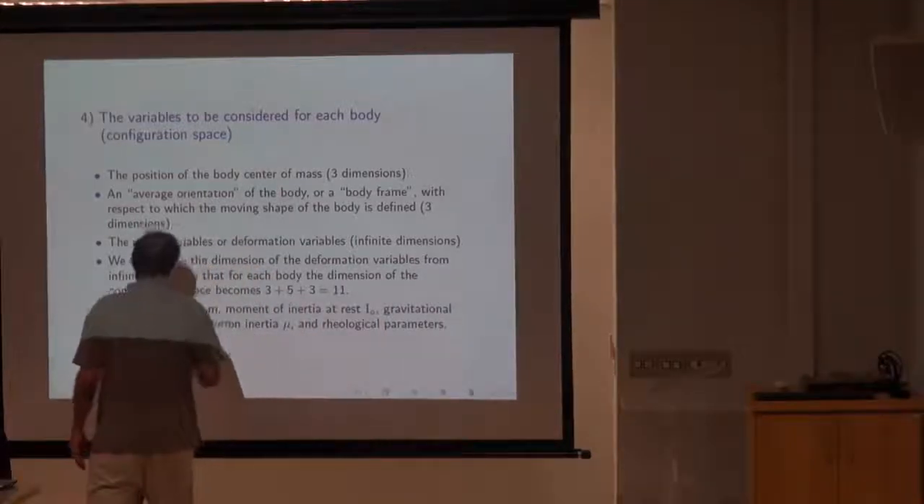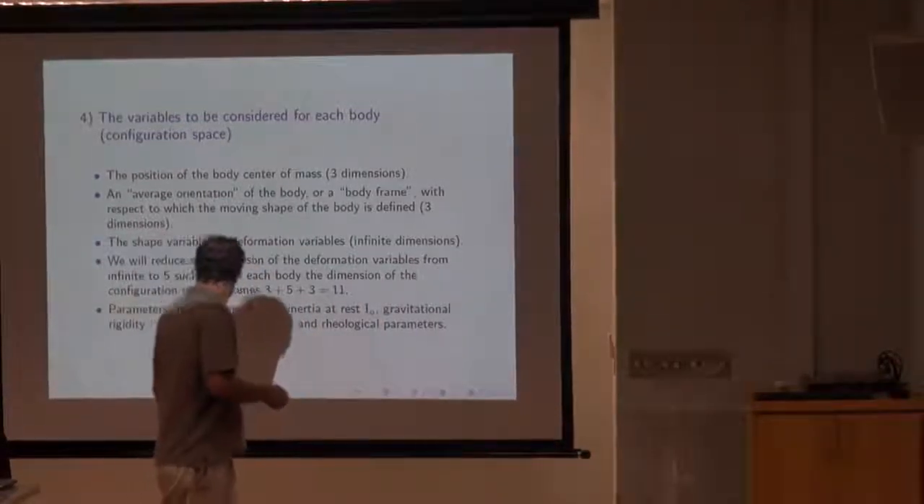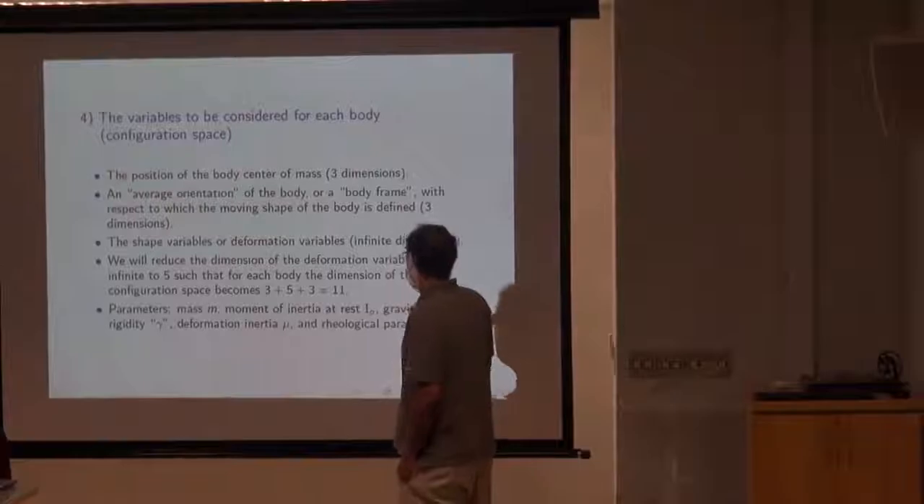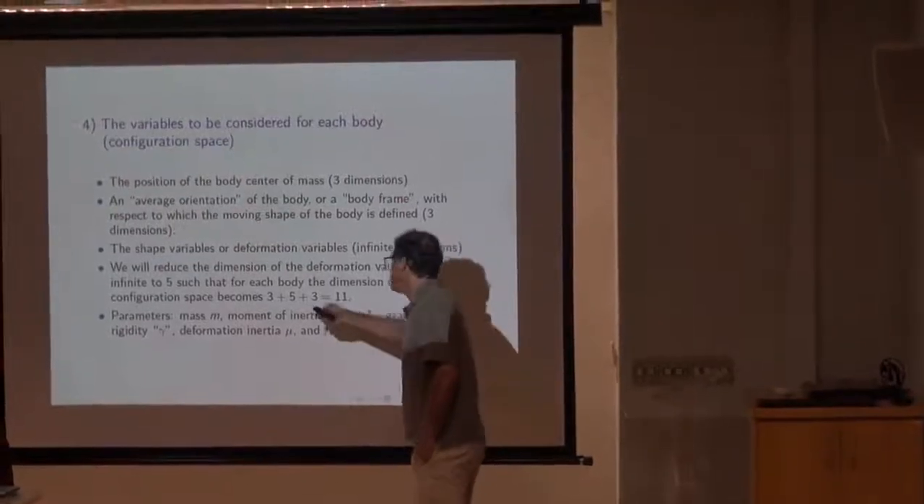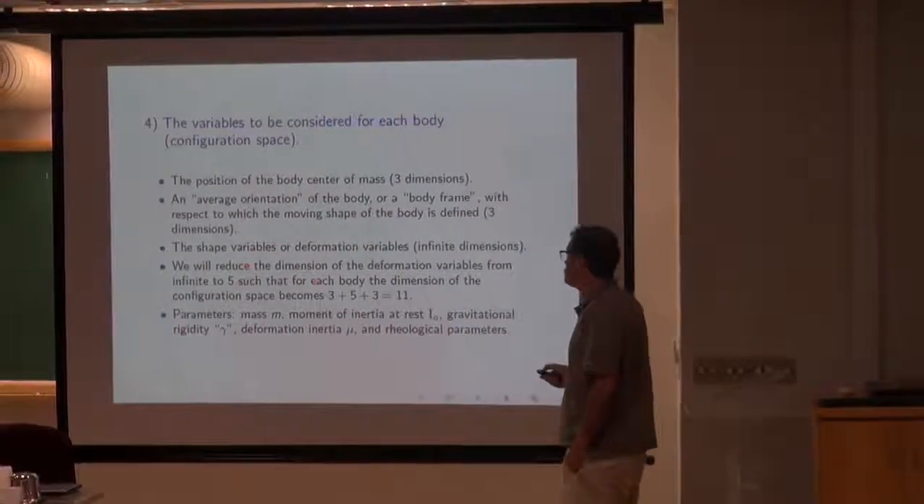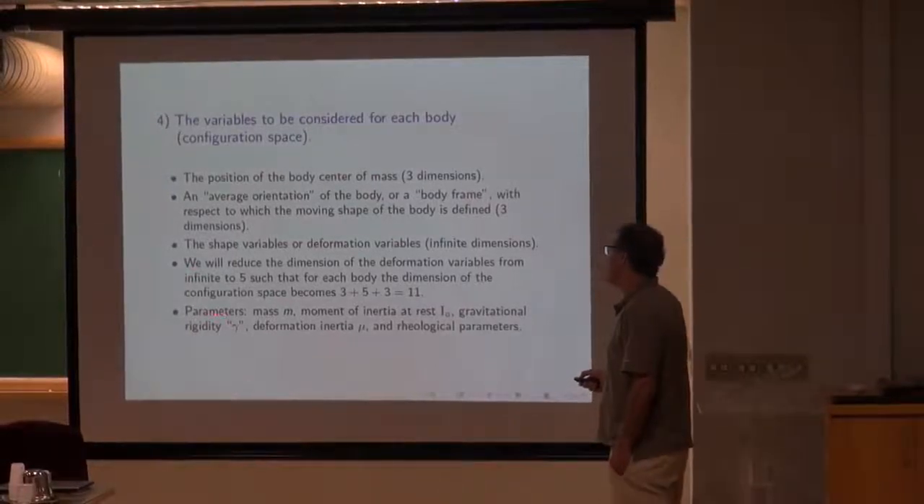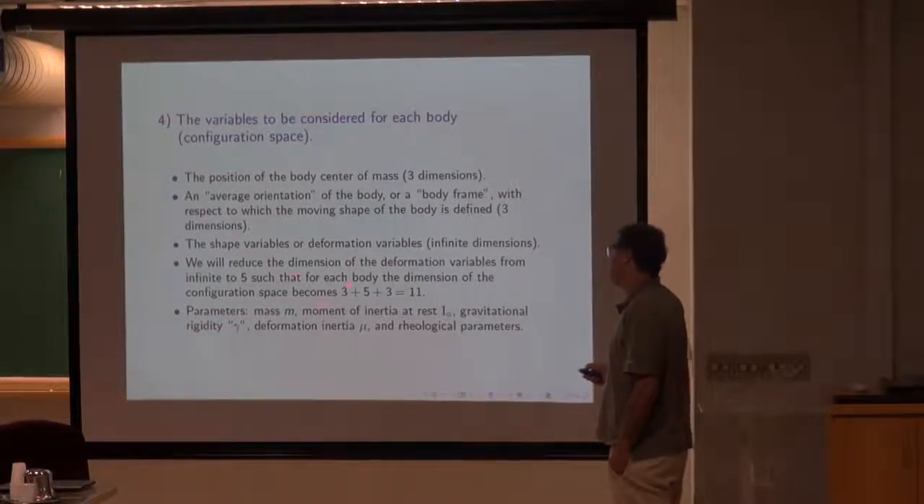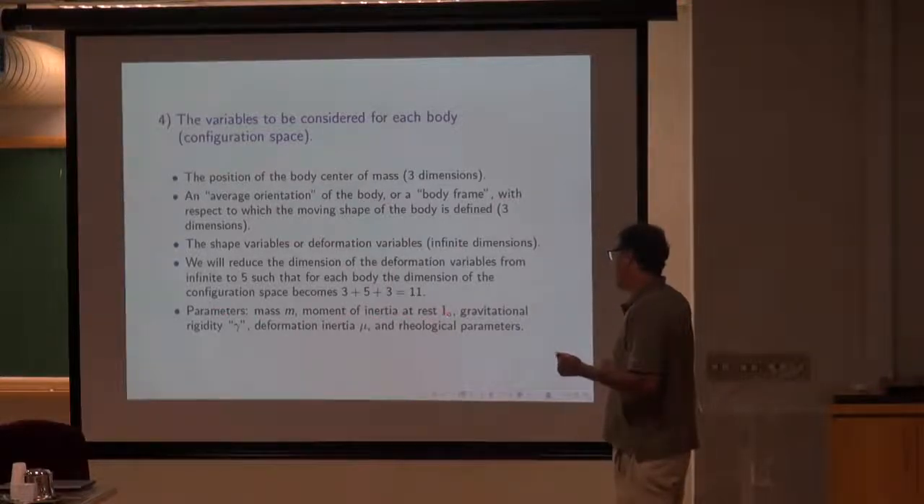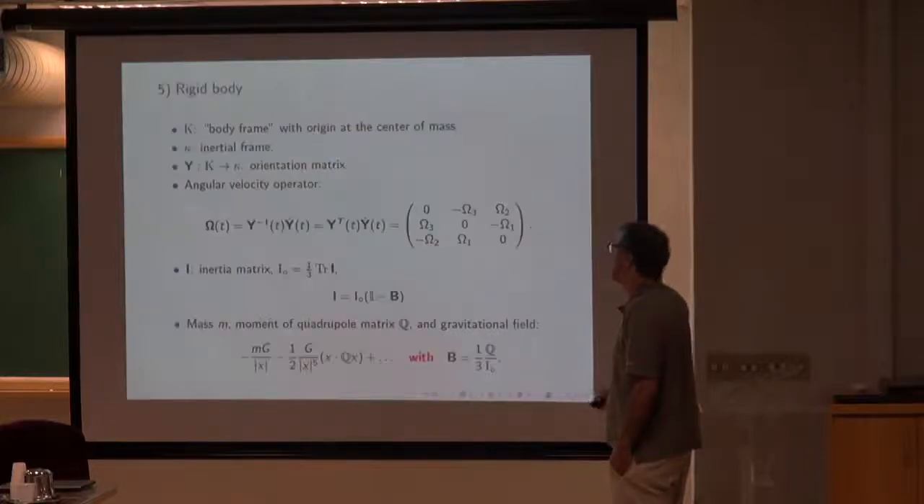Let me see if I have this written. I'm going to explain these five variables, which are the five variables that we attach to the deformations. Anyway, the parameters are the mass, and now come the constant parameters: the moment of inertia at rest, this I0, that's the trace of the moment of inertia tensor, which is a constant. And then there are other parameters, rheological. All these are rheological parameters that I will discuss further on.